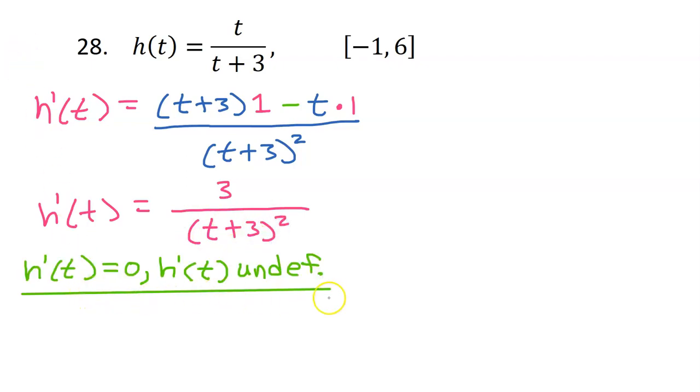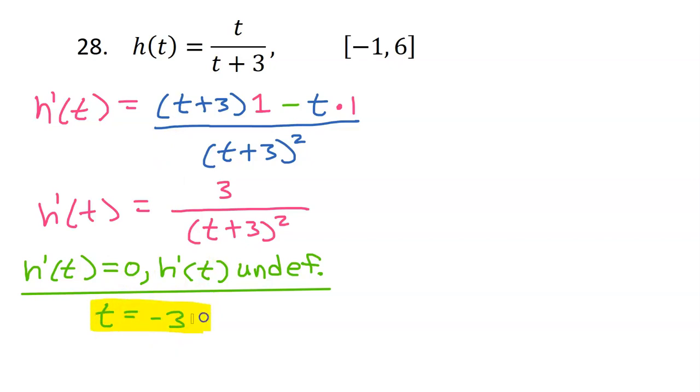Now it's time to find the critical numbers, the values of t that will cause h prime to either equal 0 or to be undefined. H prime will only equal 0 if the numerator is equal to 0. The numerator can't be 0, it's a 3, so forget about that part. H prime will be undefined if the denominator is 0, and we can see that t equals -3 will cause the denominator to equal 0. So this is our only critical number.